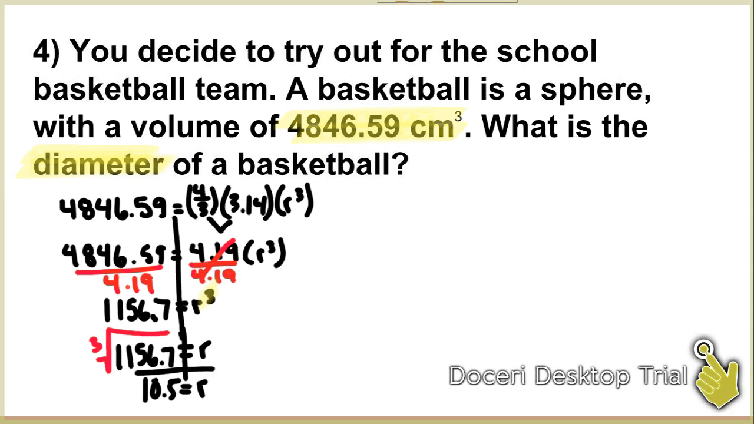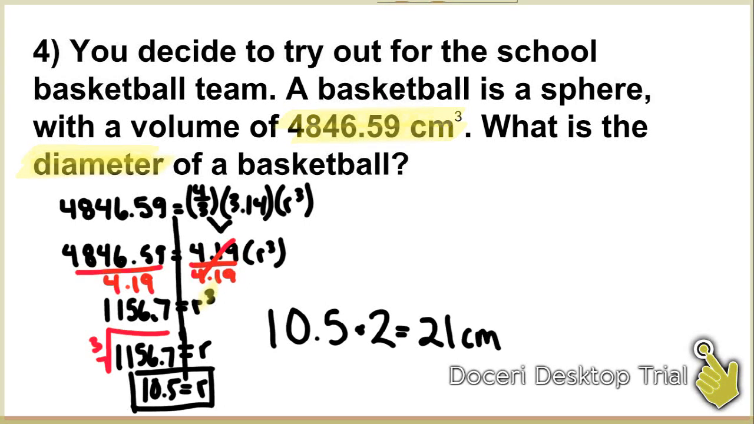So we're getting closer, but remember that the problem asks us for the diameter. So we know that from here we still have to take our radius, because we know that diameter equals radius times 2, because diameter is all the way across. So you should have had 10.5. Then we needed to multiply that times 2 to get our diameter. And what that leaves us with is our diameter is 21 centimeters. Again, since it's a diameter, we leave it as just centimeters, not centimeters cubed.